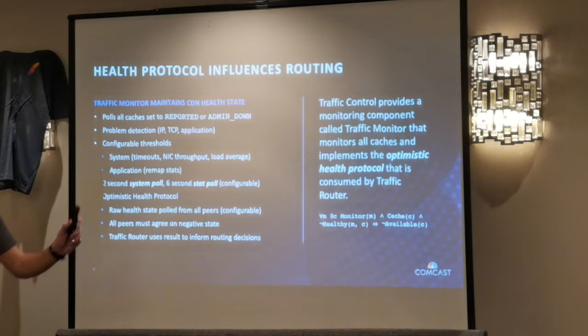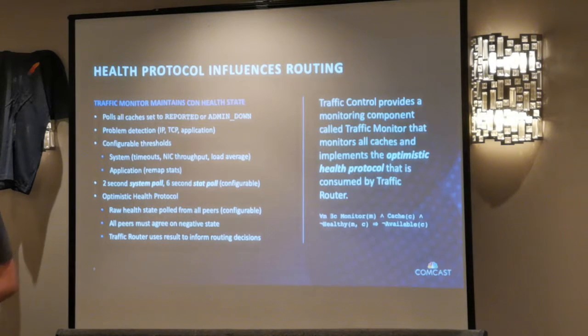If you look at the logic in the bottom right here, it may not be 100% accurate, but it's supposed to convey the logic behind the optimistic health protocol: for all monitors, if there exists a cache where it's not healthy, then it's not available. If it's unavailable on all monitors, or there exists a cache that is offline on all monitors, then it's not available. I need to read it from right to left in my brain. I had an alternate way of doing this with logic that made more sense in my head, but didn't work out as well on the deck.